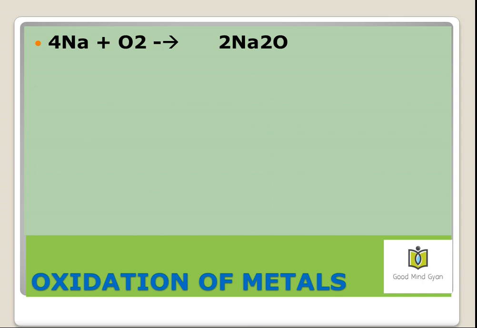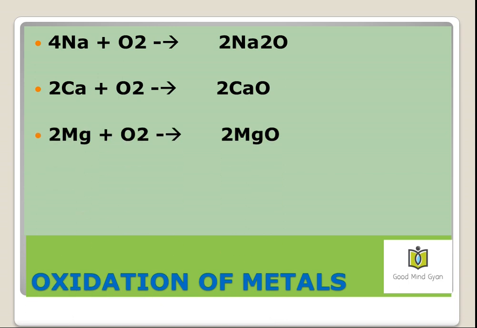What is the oxidation of metals? Sodium is a metal which is combining with oxygen to give sodium oxide. Calcium combining with oxygen to give calcium oxide. Magnesium combining with oxygen to give magnesium oxide. Here sodium, calcium and magnesium are metals which combine with oxygen to give sodium oxide, calcium oxide and magnesium oxide respectively.